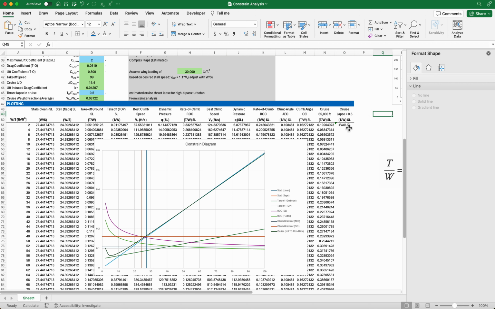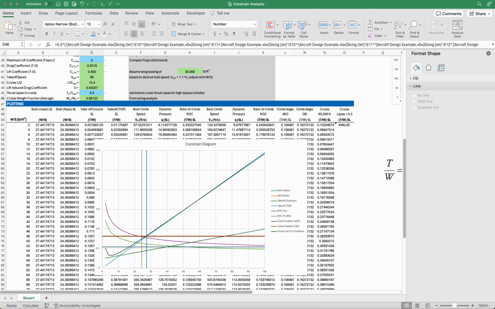The next thing we have to consider is the change in weight. So I have this cruise weight fraction based on my weight analysis that I did before. The weight at the end of the cruise segment versus the initial weight is only 68%, or 0.68. So what we can do is take into consideration the average weight of the aircraft over the cruise segment. I'll show you how we include that.